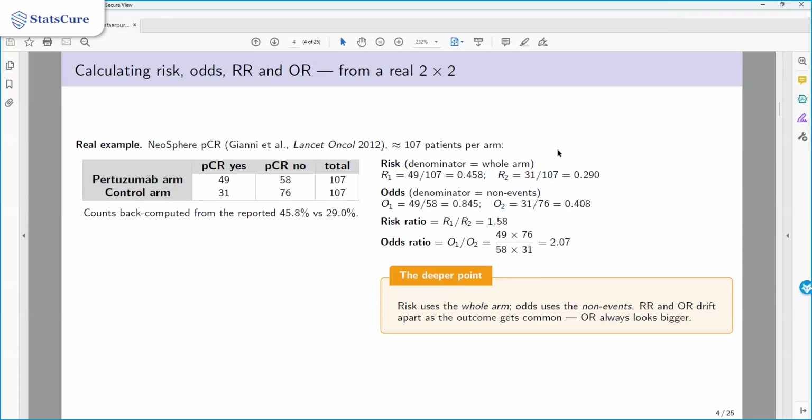So I just wanted to ask you, the risk here has shown as 2.07, odds ratio has increased as 2.07, and the odds one is 0.408. No, sorry, that is just the ratio. Risk ratio is 1.58 and odds ratio is 2.07.